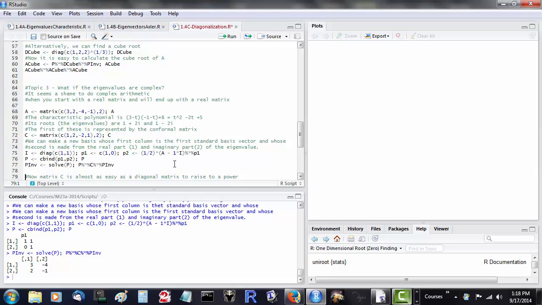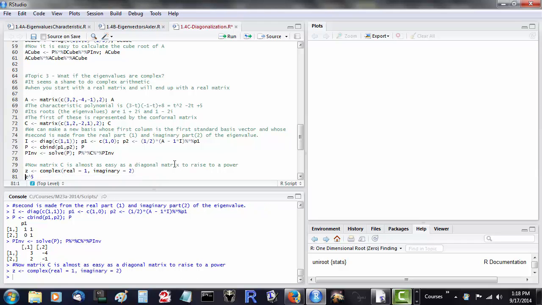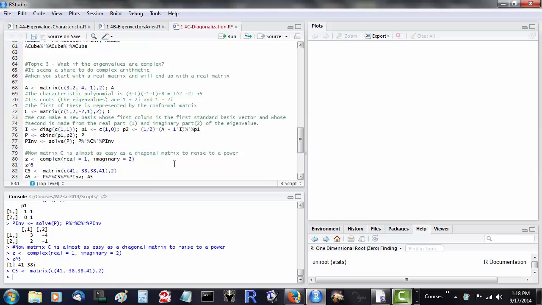One way of looking at it is to say a conformal matrix is a stretching combined with a rotation. If we raise it to a power, we raise the stretching factor to the same power, and we multiply the rotation angle by the power. Equivalently, the conformal matrix C corresponds to a complex number Z, in this case Z plus 2i. R is happy to do complex arithmetic and raise it to the fifth power, and we can convert that fifth power, 41 minus 38i, to the conformal matrix that represents it, and now we have the fifth power of A, P times C5 times P inverse.